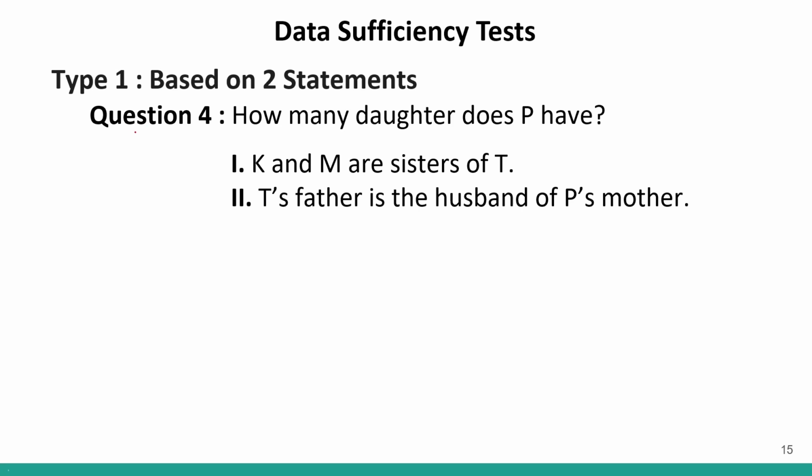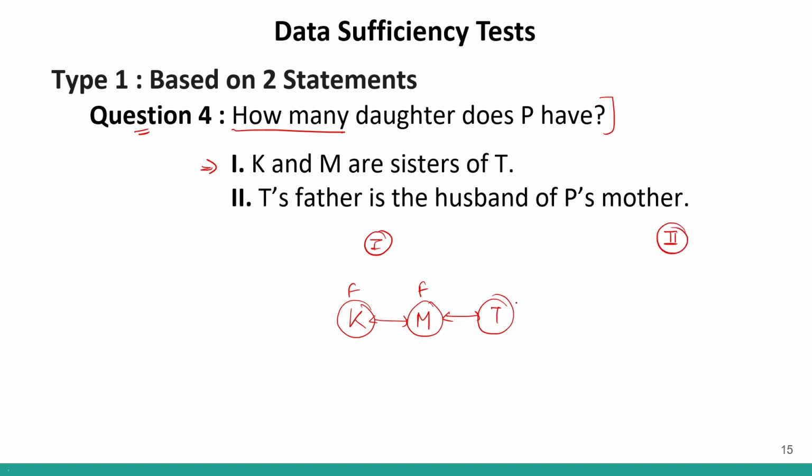Now, coming to question number 4. Question number 4, how many daughters does P have? We have to answer this question. So, how many? We should get a definite number. Looking at statement 1. Statement 1 says that K and M are sisters of T. So T's gender is not known, but we know that K is female and M is also female. So K and M are sisters of T. Correct?